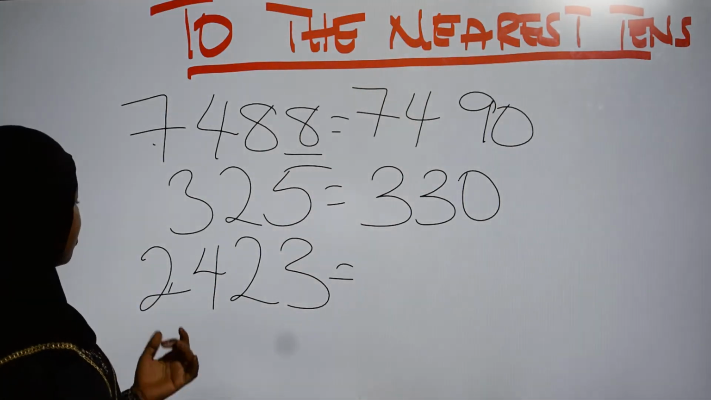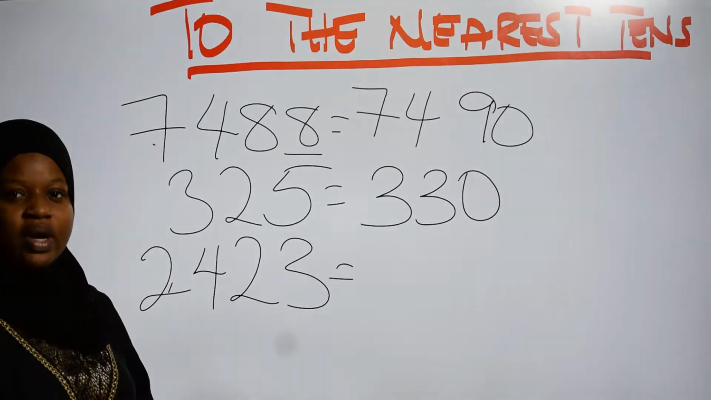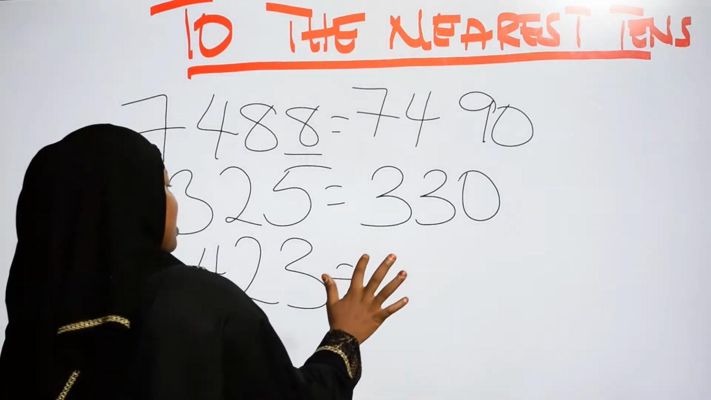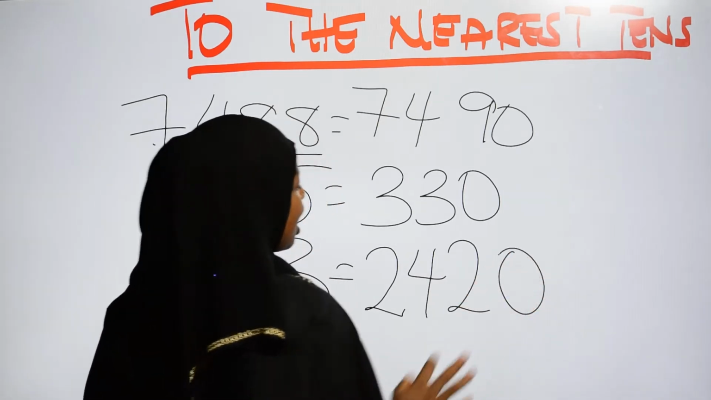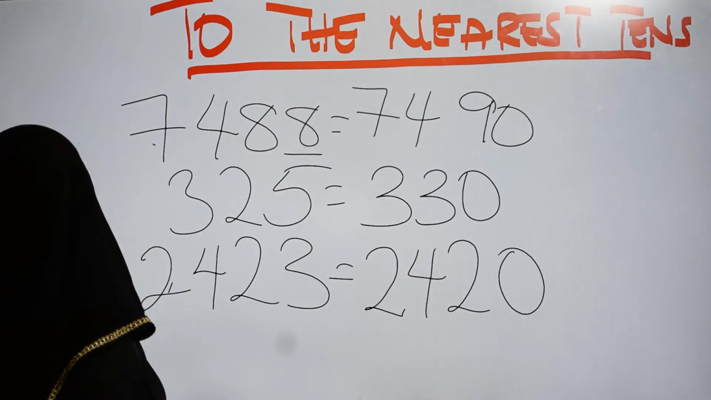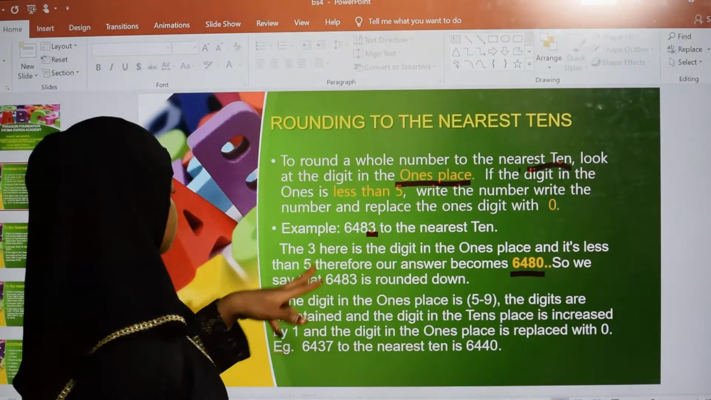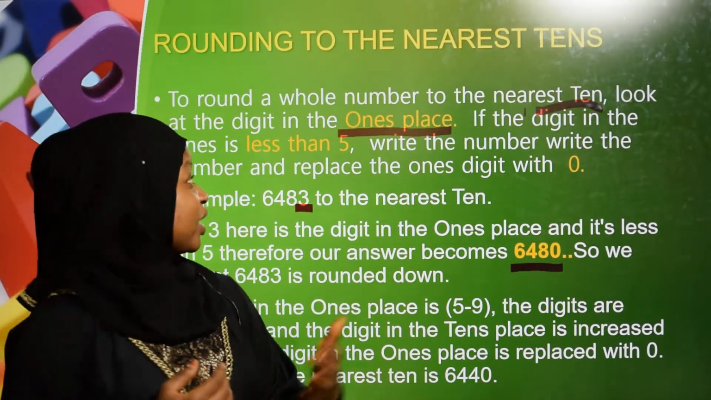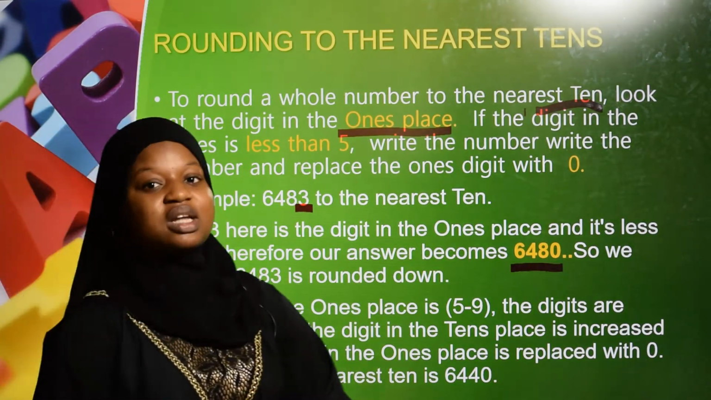And we have 2,423 here. 3, is it less than 5 or more than 5? Of course, 3 is less than 5. So our answer becomes 2,420, because our 3 here is less than 5. Now let's continue with our lesson. So we are done with rounding numbers to the nearest tens.